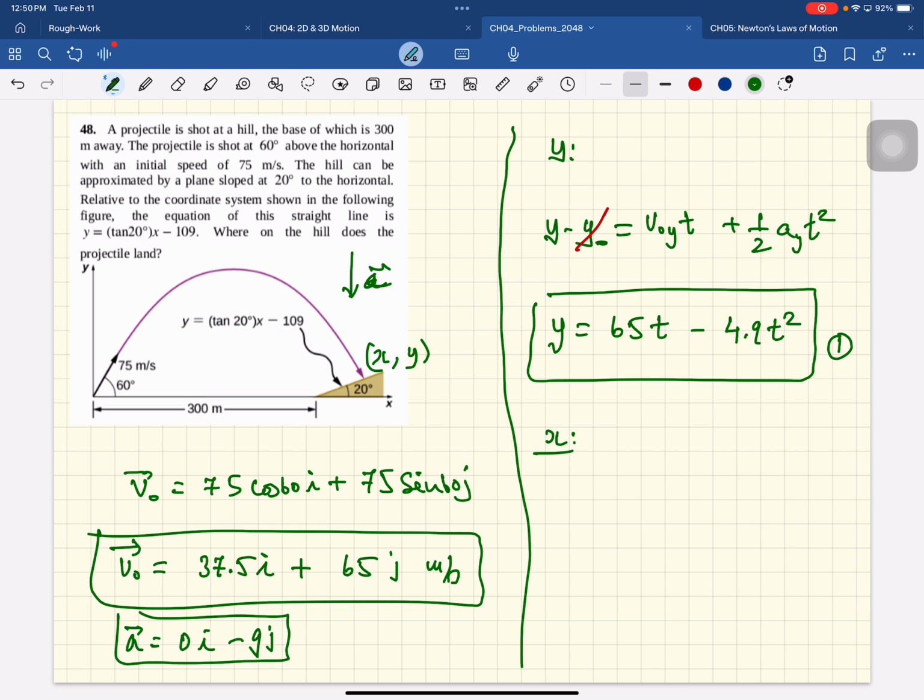Let's look at the x component of the motion. The x component of the acceleration is 0. So the final x position is v naught x, which is 37.5 t.